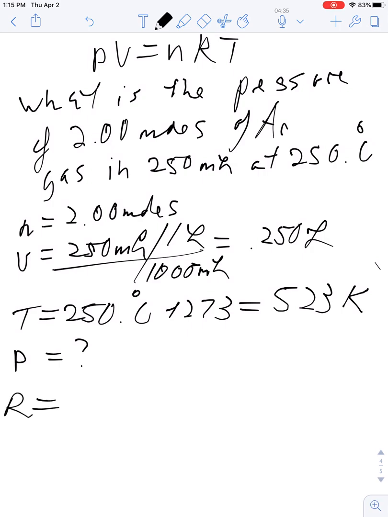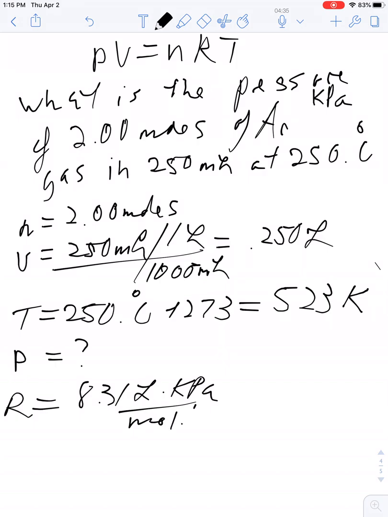So my R constant has to be in, well, it could be in either one. They didn't specify. So let's just do it in kPa, okay? So 8.31 liters times kPa over mole Kelvin. Here's my equation. Now let's solve for pressure.